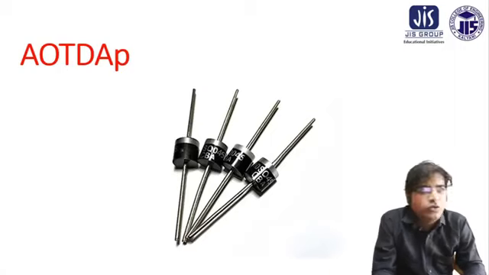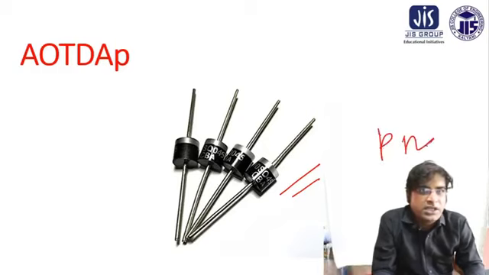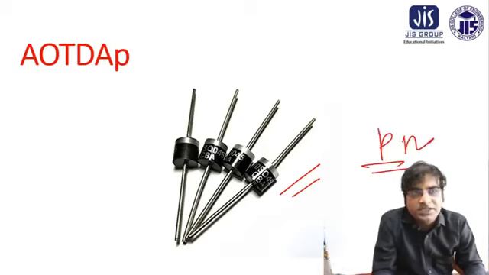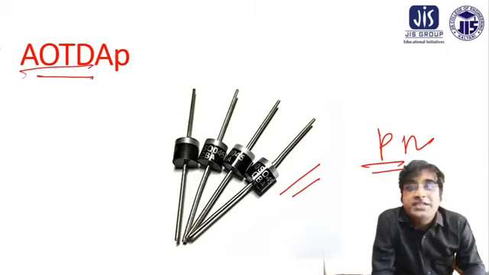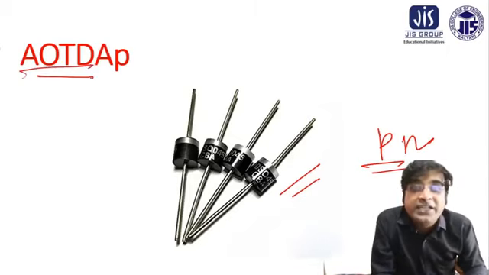Next we go for another very important thing. Do you know this particular thing? What is it? It is the diode. Yes, this is the PN junction diode. So why is it called a diode? Because of its particular analytical meaning. Why diode?